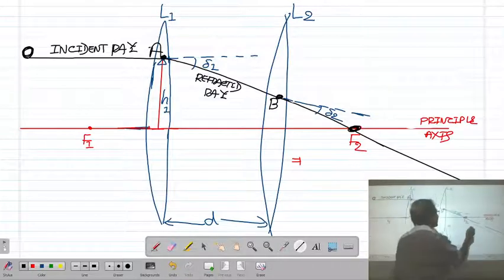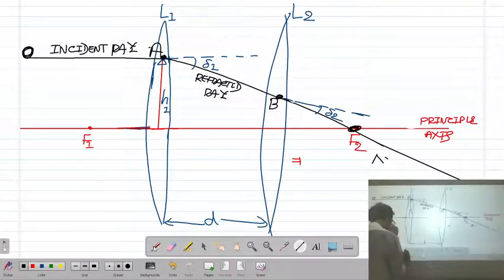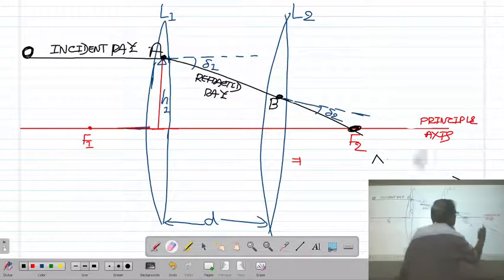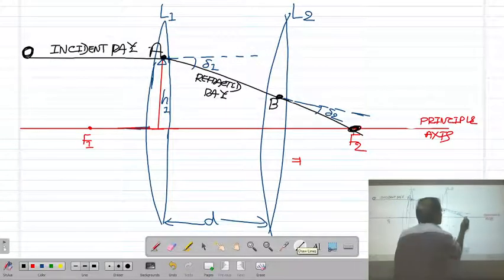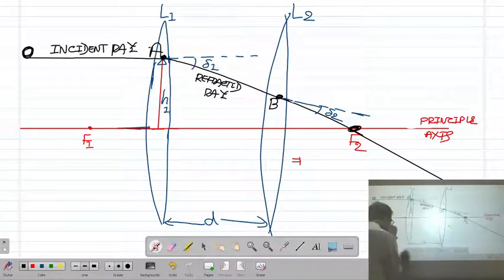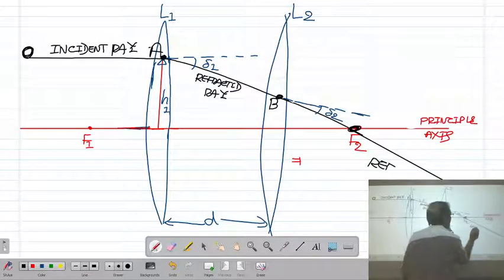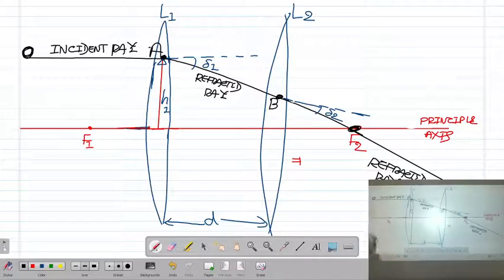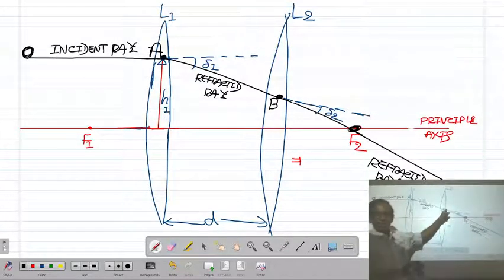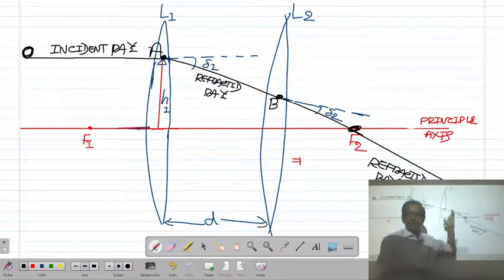So this is called the refracted ray. This thing you have studied earlier at the higher secondary level: the ray of light OA, traveling parallel to the axis of the two lens system, undergoes refraction in the first lens and travels in the direction AB. So AB is called the refracted ray. This ray again undergoes refraction in lens L2 and finally emerges in the direction BF2 and passes to the second focal point F2.